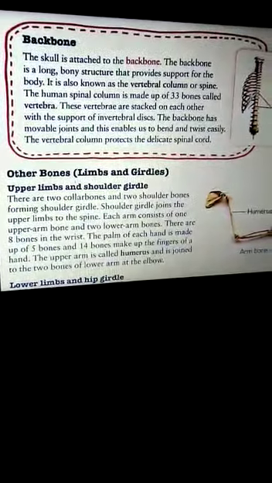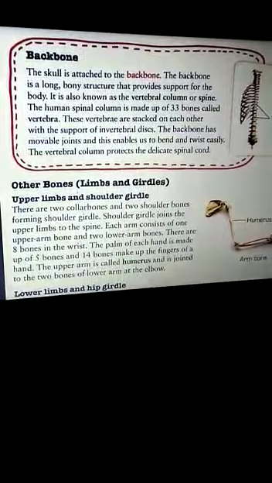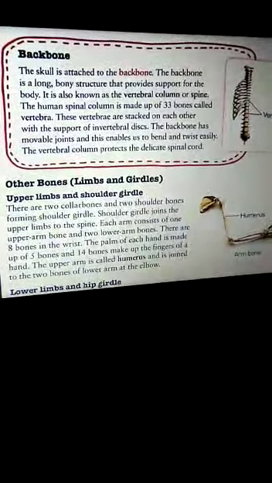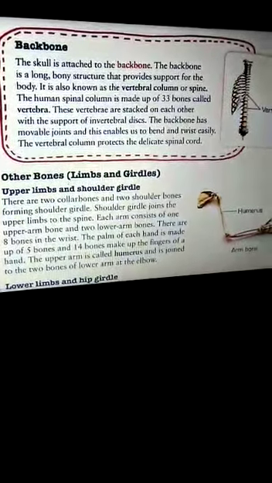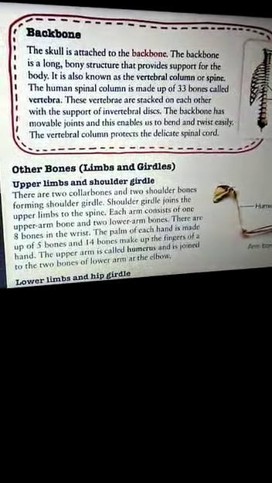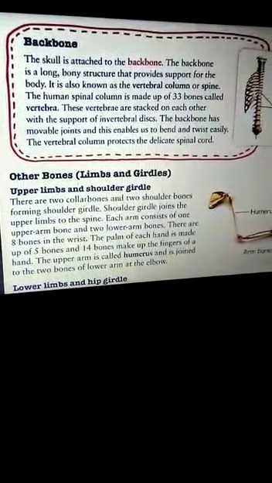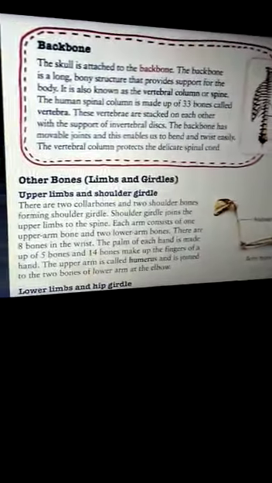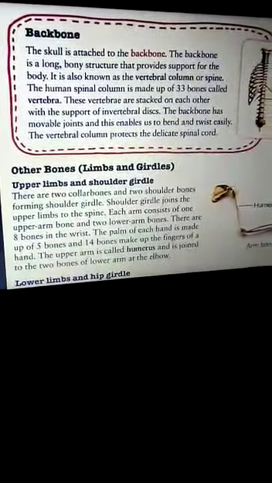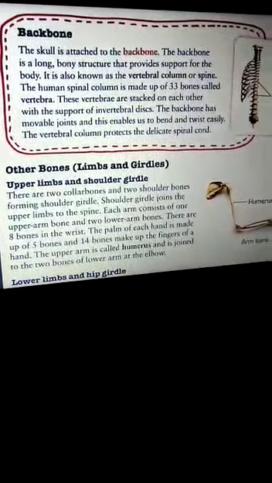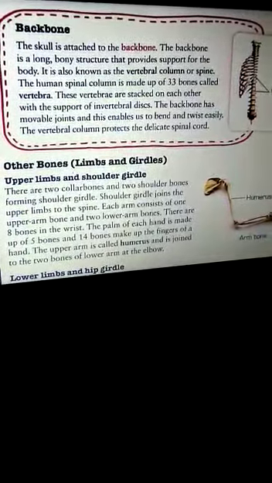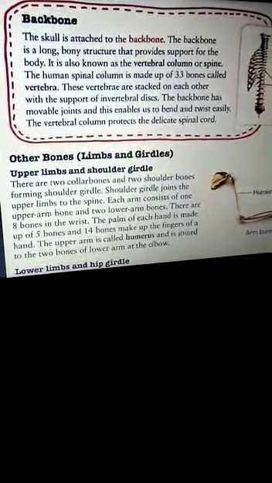Children of Standard 5, we have been discussing the skeletal and muscular system, the musculoskeletal system. And we discussed what a skeleton is, the framework of bones. We discussed the function of the skeletal system: it gives shape to our body, it provides support to our body, it protects our delicate parts, organs.